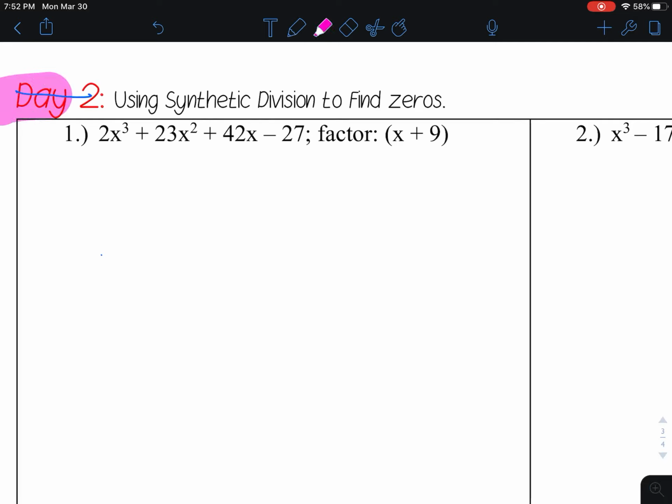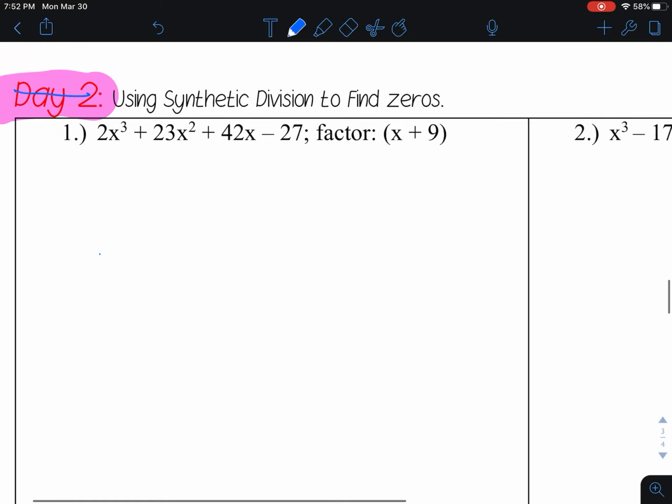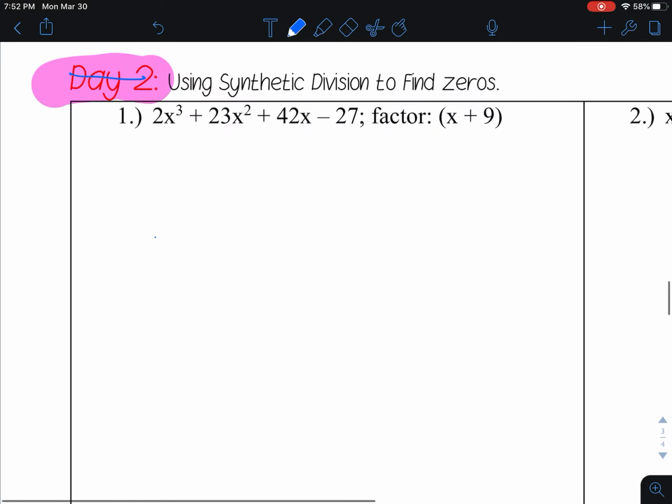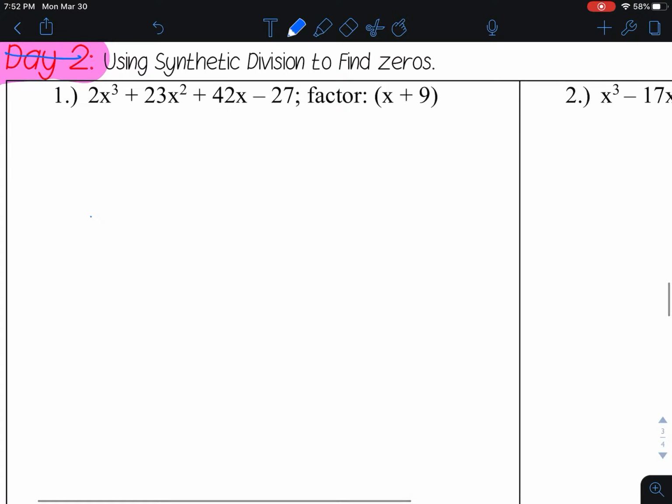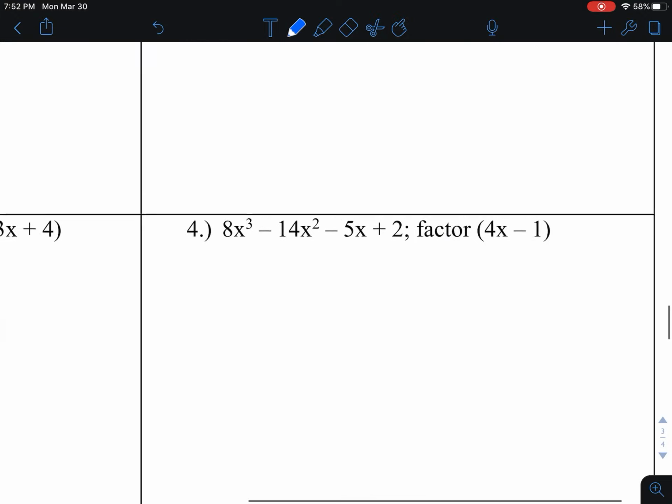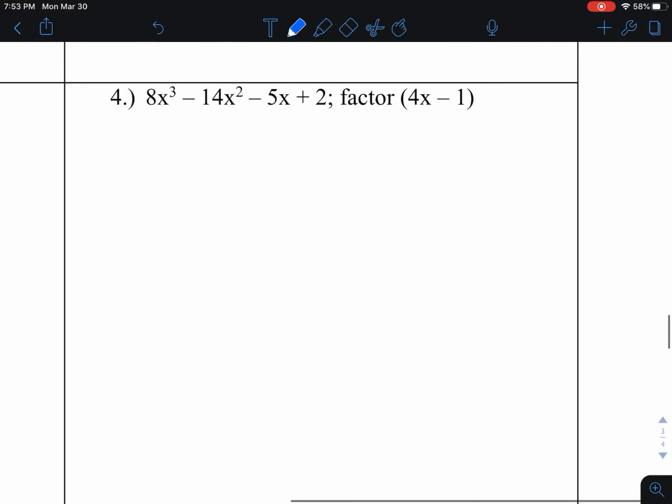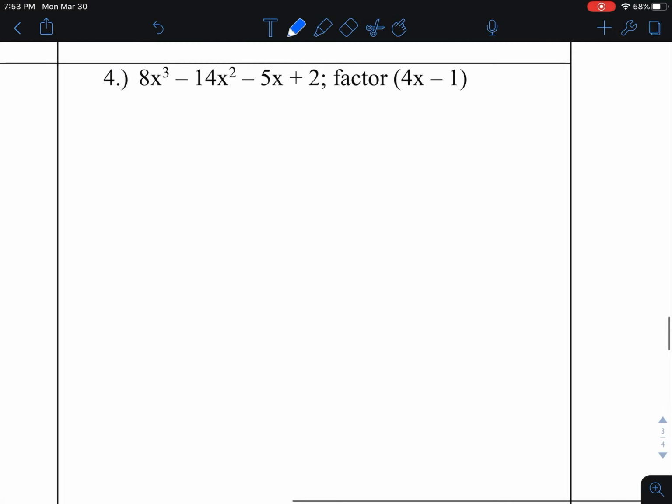I just crossed that out instead of highlighting it. There we go. Day 2. So there are 6 problems, and I'll go over 2 with you, so then you only have 4 left to do. Actually, you know what? I'm going to do 1 with you, and we're going to do number 4 together. All right. And then you guys are responsible for the rest of them.